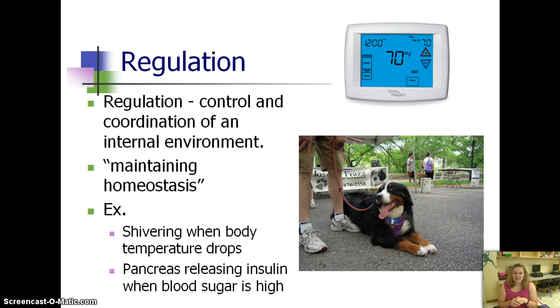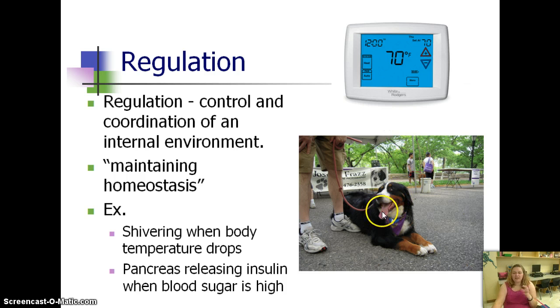Now, regulation. This is the control and coordination of an internal environment. So this is maintaining homeostasis. If we break down this word, homeo means the same. Stasis means to stay. So homeostasis is to stay the same. So for example, if you go outside right now and it's really cold, you're going to shiver, okay? And that's going to help your body warm up.